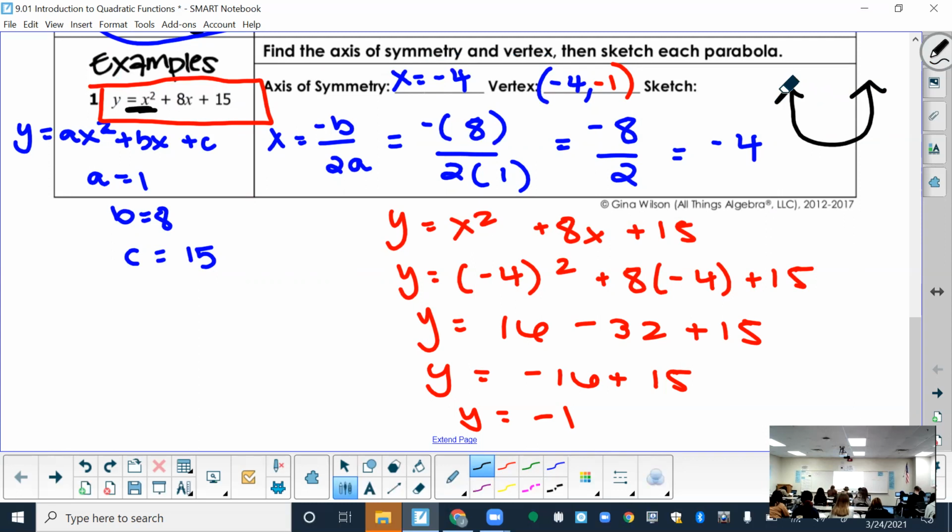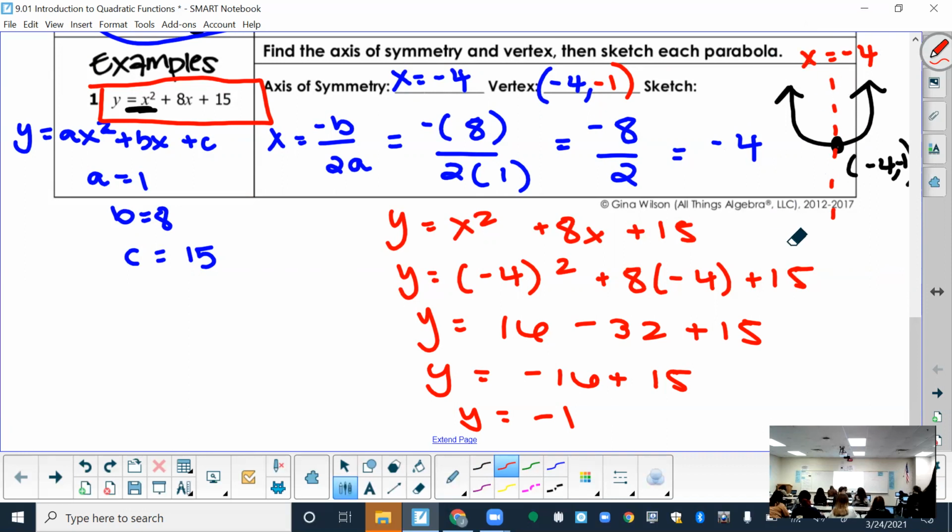So what I'm looking for on your practice is, did you sketch it opening the correct way? Did you draw your vertex in? So like this time it would be the lowest point. And then did you also draw your axis of symmetry in the right spot, which would be right down the middle of your parabola, and the label.